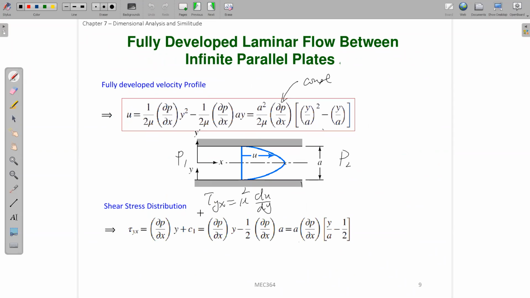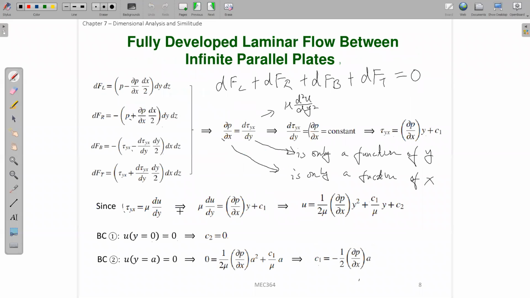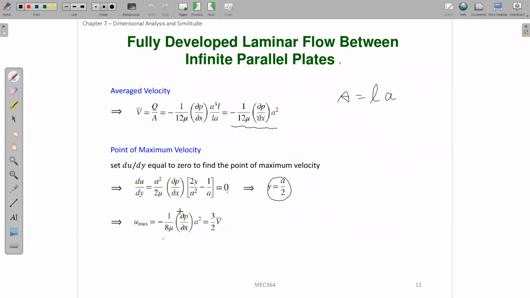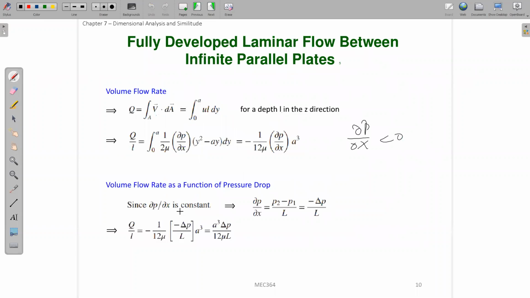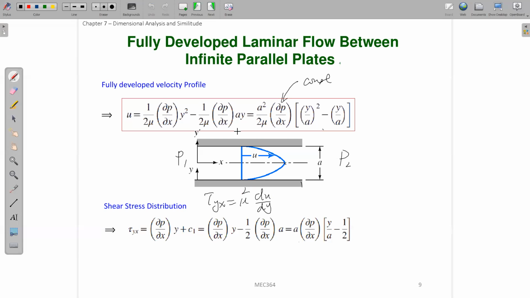Remember that the shear stress distribution, the volume flow rate, the average velocity, the maximum velocity, all of this we simply derived from this velocity distribution we obtained, okay? And remember the result here, in this velocity profile, we define y equal to 0 at the bottom plate, right? This is how we define the y.